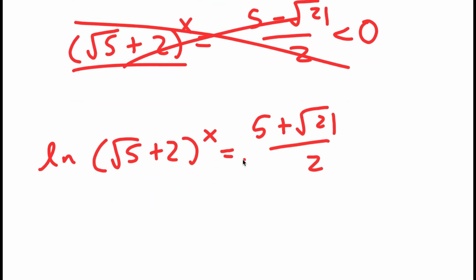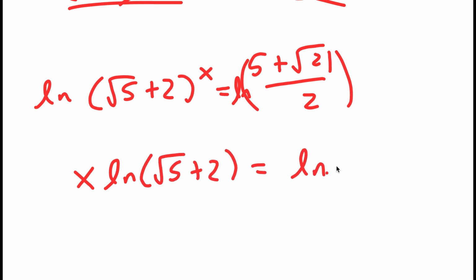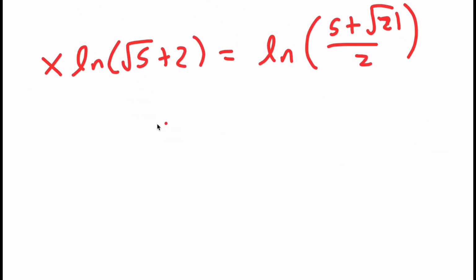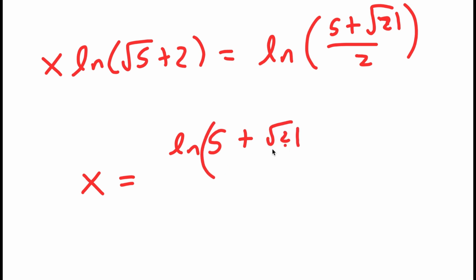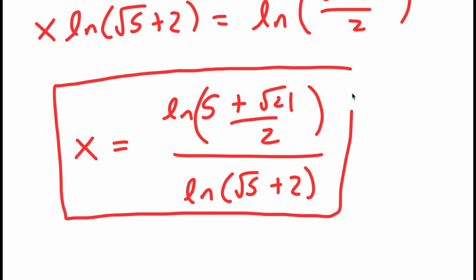So to solve this, I'm going to take the ln on both sides. So I get x times ln of the square root of 5 plus 2 is equal to ln of 5 plus the square root of 21 over 2, meaning that x is equal to ln of 5 plus the square root of 21 over 2, over ln of the square root of 5 plus 2. So this is my solution. And if you want to find the exact value, you can plug this into a calculator.